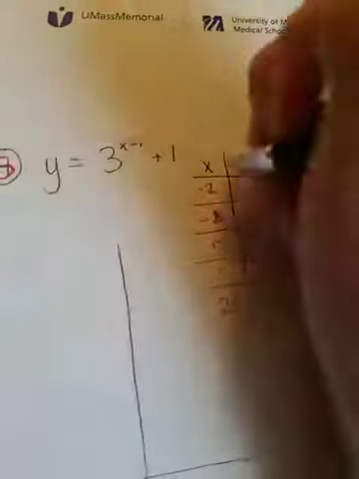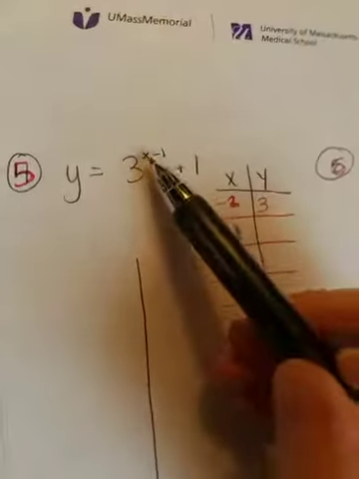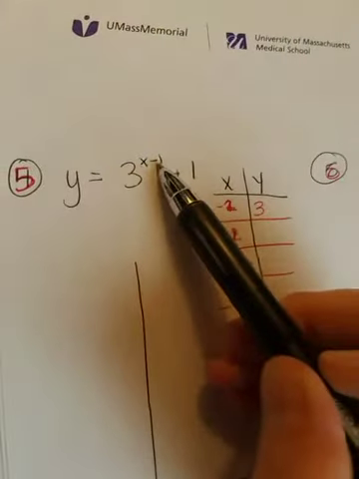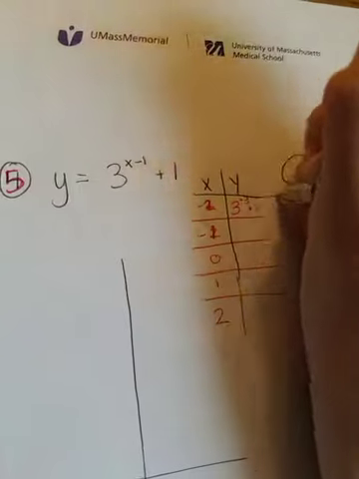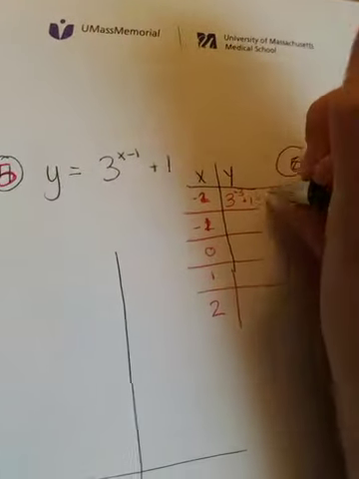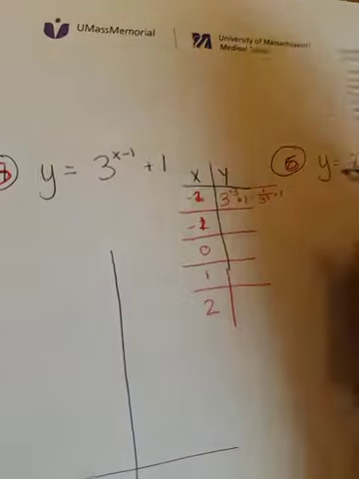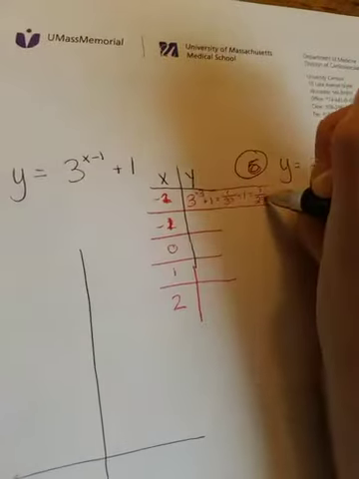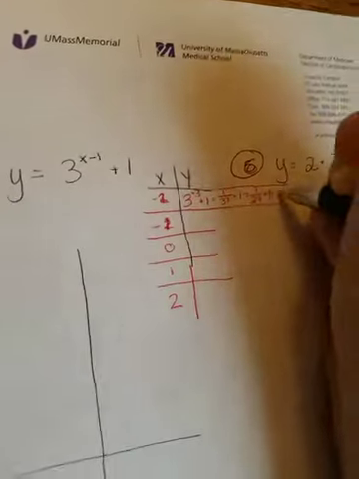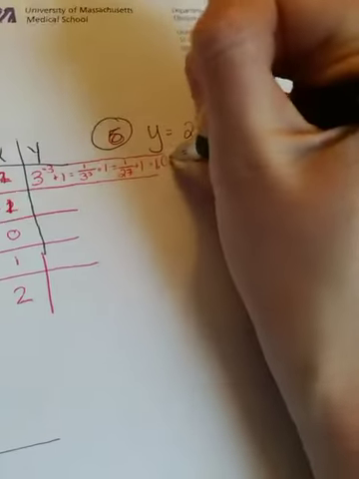Okay, so -2. So that's going to be 3. Now let's do a little bit of work in our head. -2 minus 1. That's going to be -3 plus 1. So 3 to the -3, that's 1/3 cubed. And then I have to add 1 to that. I'm running into the next problem. That's okay, we'll deal with that later. So that's 1/27 plus 1. You can use your calculator if you like a decimal approximation better, but that's going to be about 1.04, we'll say.